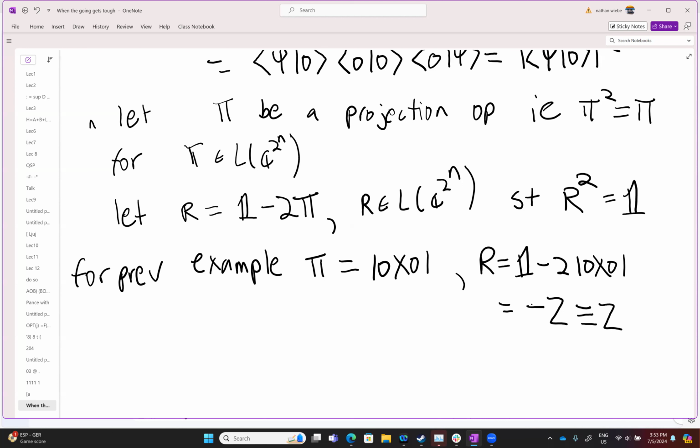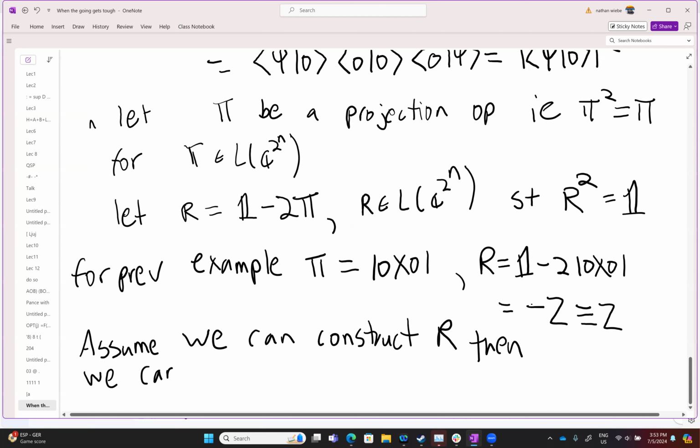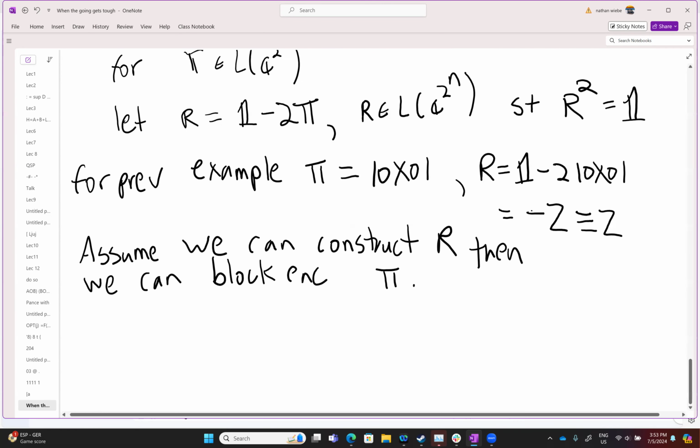Now, if we assume we can construct R, then we can block encode pi. The logic behind it is exactly the same. We begin by preparing our qubit that specifies the block that we're in. We start in 0 just by convention, and we want to encode this inside the |0><0| space. We can put psi down here, but I am just going to drop that.